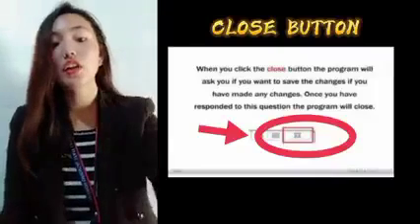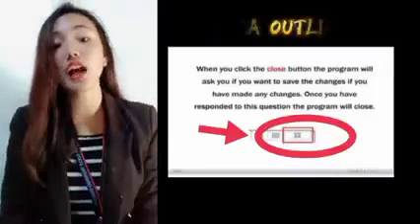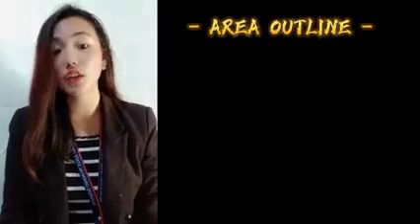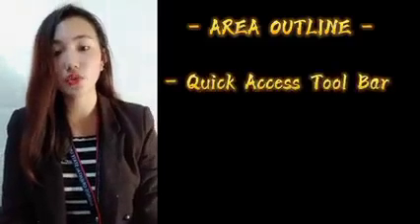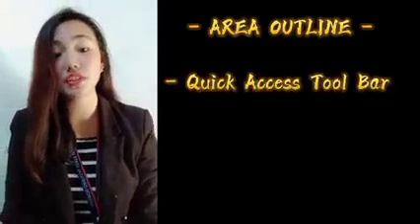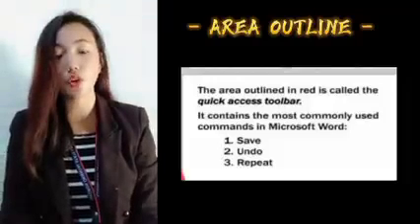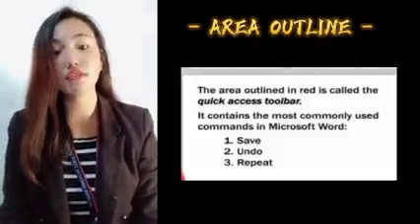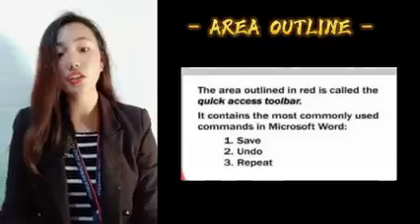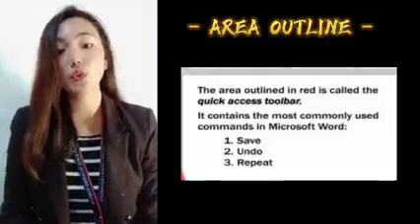So the area outlined in red is called the quick access toolbar. It contains the most commonly used commands in Microsoft Word. The first is save, second is undo, and third is repeat. Those are commonly used in Microsoft Word. Okay, let's continue to our discussion.